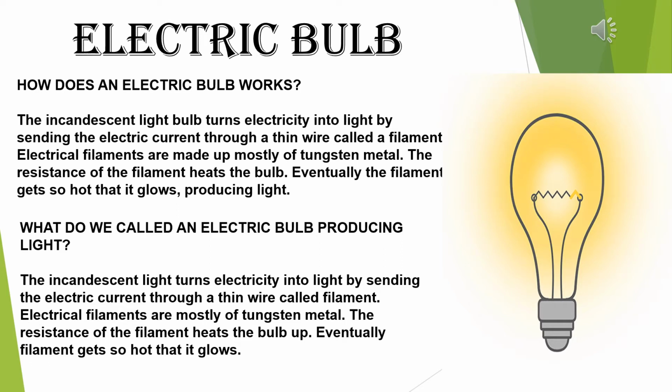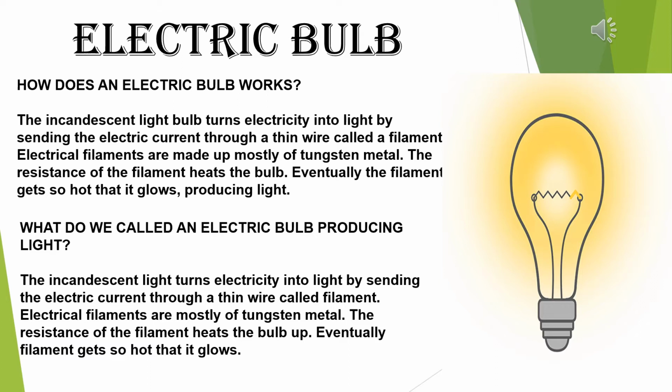The incandescent light bulb turns electricity into light by sending the electric current through a thin wire called a filament. Electrical filaments are made up mostly of tungsten metal. The tungsten symbol is capital W. The resistance of the filament heats up the bulb. Eventually, the filament gets so hot that it glows, producing light.